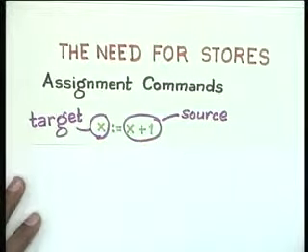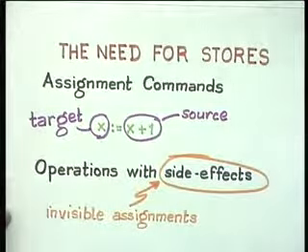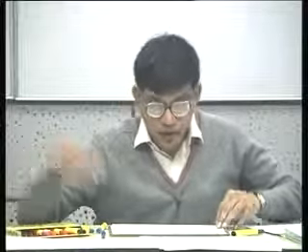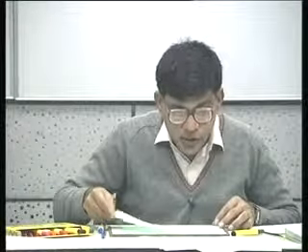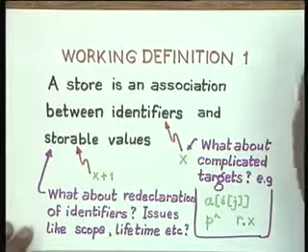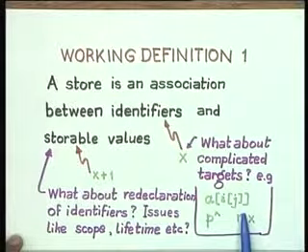But the thing is that our assignment commands are very simple. For example, they did not allow side effects, and when you talk about a side effect, it's equivalent to some kind of an invisible assignment taking place somewhere without your knowledge. It is at least invisible outside some scope. Secondly, even if we take our working definition of a store as an association of identifiers and values, what happens when you have these complicated kinds of targets of assignments?